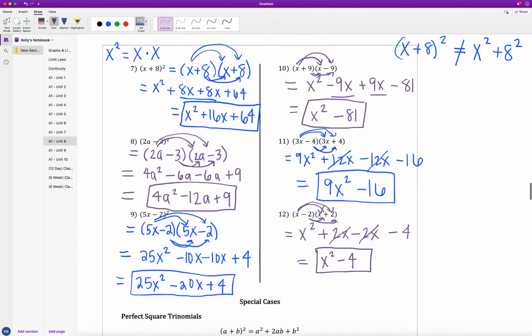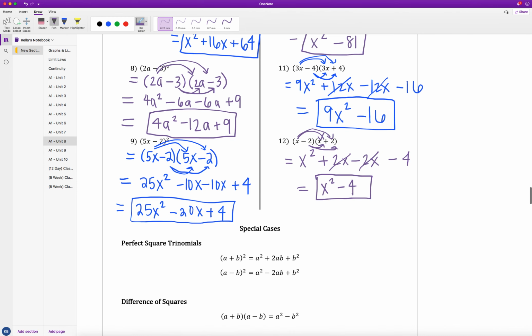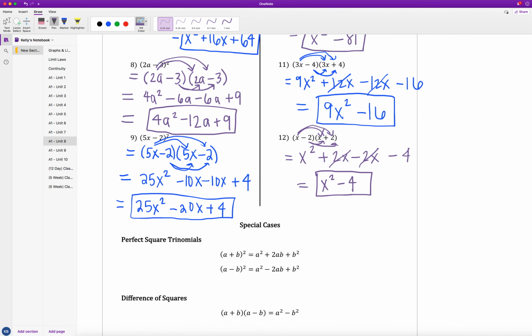These are actually two special cases that we have here. On our left-hand side, examples 7 through 9, we had what we call perfect square trinomials, where I have one whole quantity to the second power with either a plus or a negative sign. That is always going to FOIL out to be something of the form where I have the first number squared plus 2 times a times b plus the second piece squared.